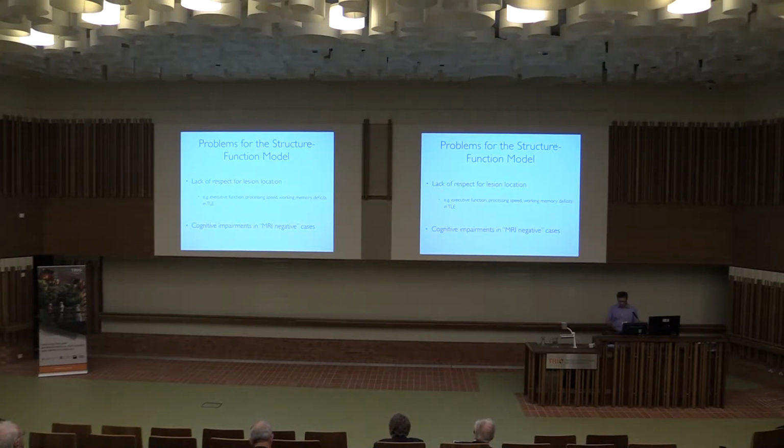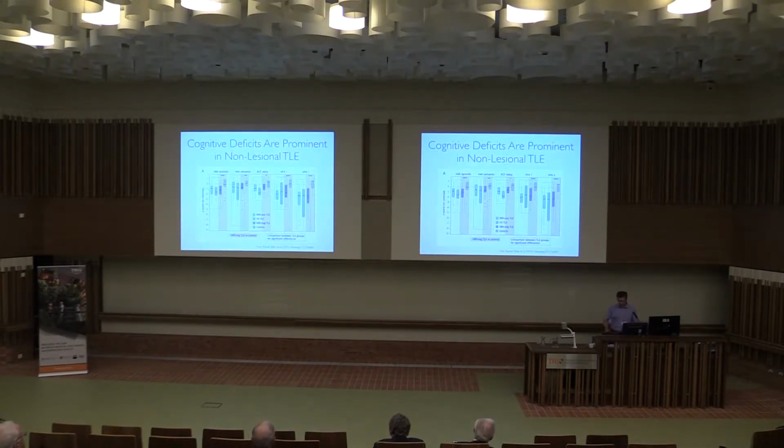Another problem is the frequency of impairments observed in so-called MRI-negative cases of focal epilepsy. These are cases in which recurrent focal seizures occur, but for which no lesion or abnormality can be identified on structural MRI. The recent data from our lab, shown here, indicates that cognitive impairments are just as pronounced in these MRI-negative cases as they are in cases with MR-resolvable lesions.